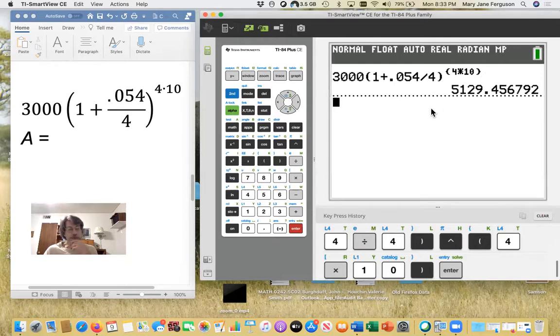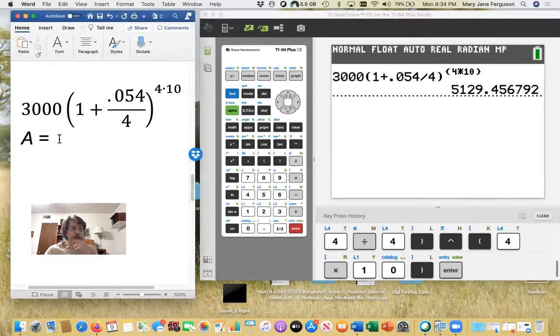Now, when I write my answer down, I need to remember 2 things. First of all, this is an amount of money. And like every word problem, there's often a need to express your answer with some sort of units. Because we're talking about money, we want to make sure to indicate that we've got dollars. And again, because we're talking about money, it makes sense to round everything off to the nearest cent. So round to the nearest cent, this would be $5,129.46, rounded off.